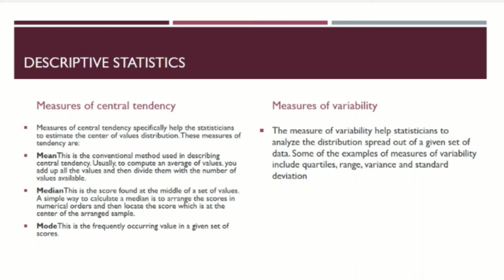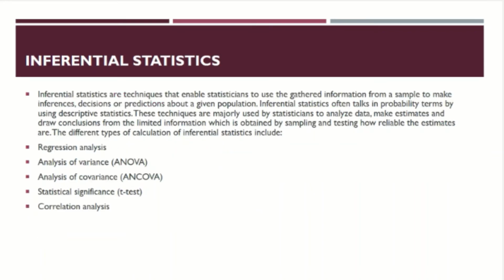Let us look at inferential statistics. Inferential statistics are techniques that enable statisticians to use the information gathered from a sample to make inferences, decisions, or predictions about a given population. Inferential statistics often speaks in probability terms by using descriptive statistics. These techniques are mainly used by statisticians to analyze data, make estimates, and draw conclusions from the limited information obtained by sampling, and to test how reliable the estimates are.